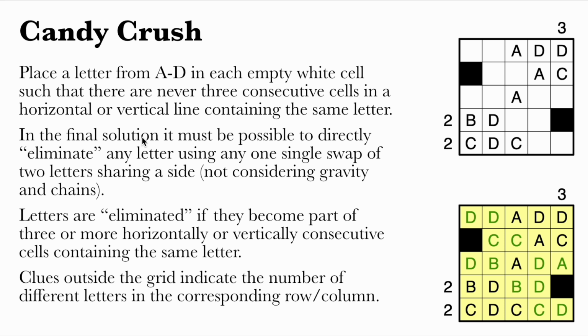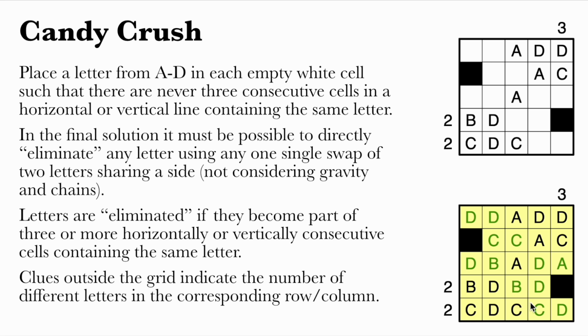And in the final solution, it must be possible to directly eliminate any letter using any one single swap of 2 letters sharing a side, not considering gravity and chains. We'll come back to that in a second. Letters are eliminated if they become part of 3 or more horizontally or vertically consecutive cells containing the same letter. So just like in a match 3 game, Candy Crush, Bejeweled, etc., Marvel Puzzle Quest, which was my addiction up until very recently, whenever we have 3 in a row, those get removed from the board.